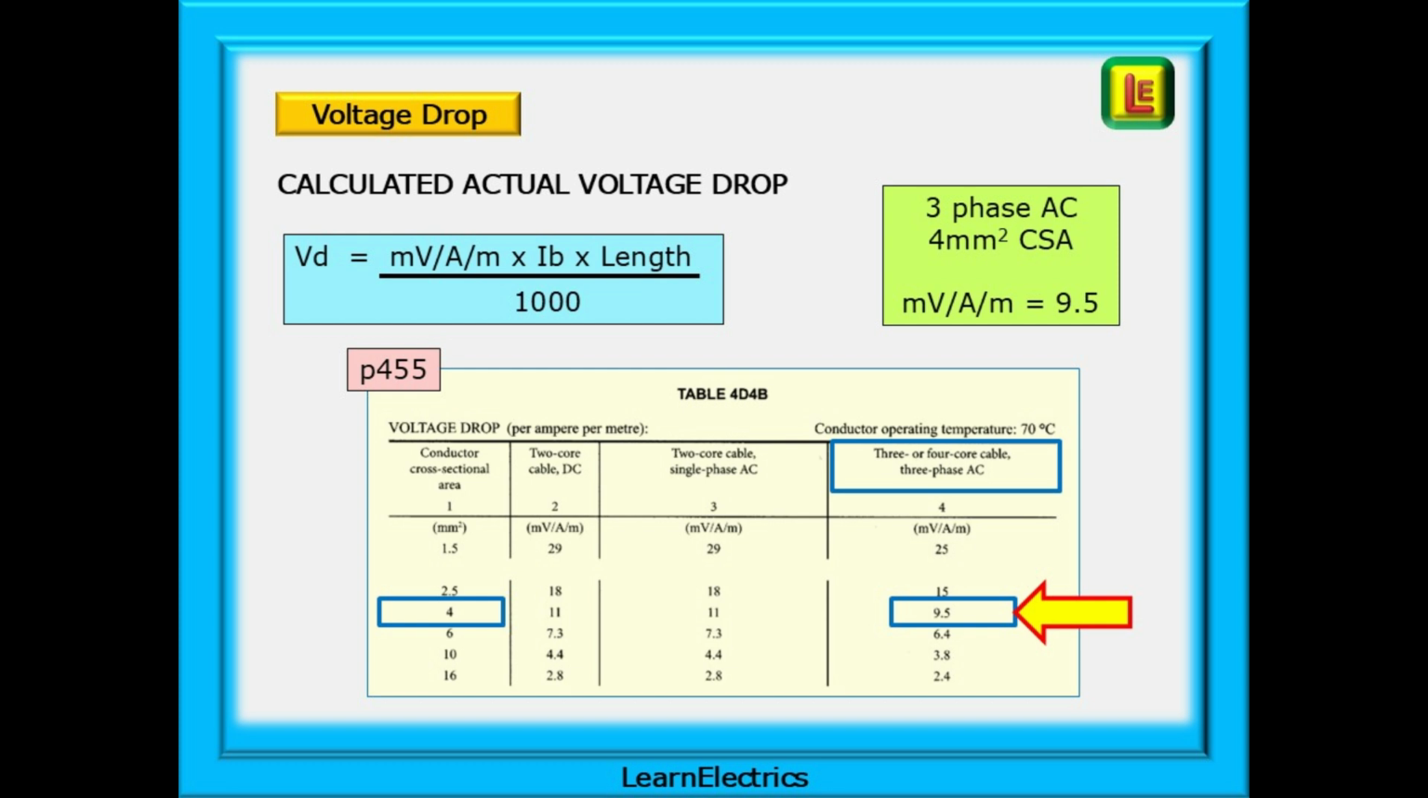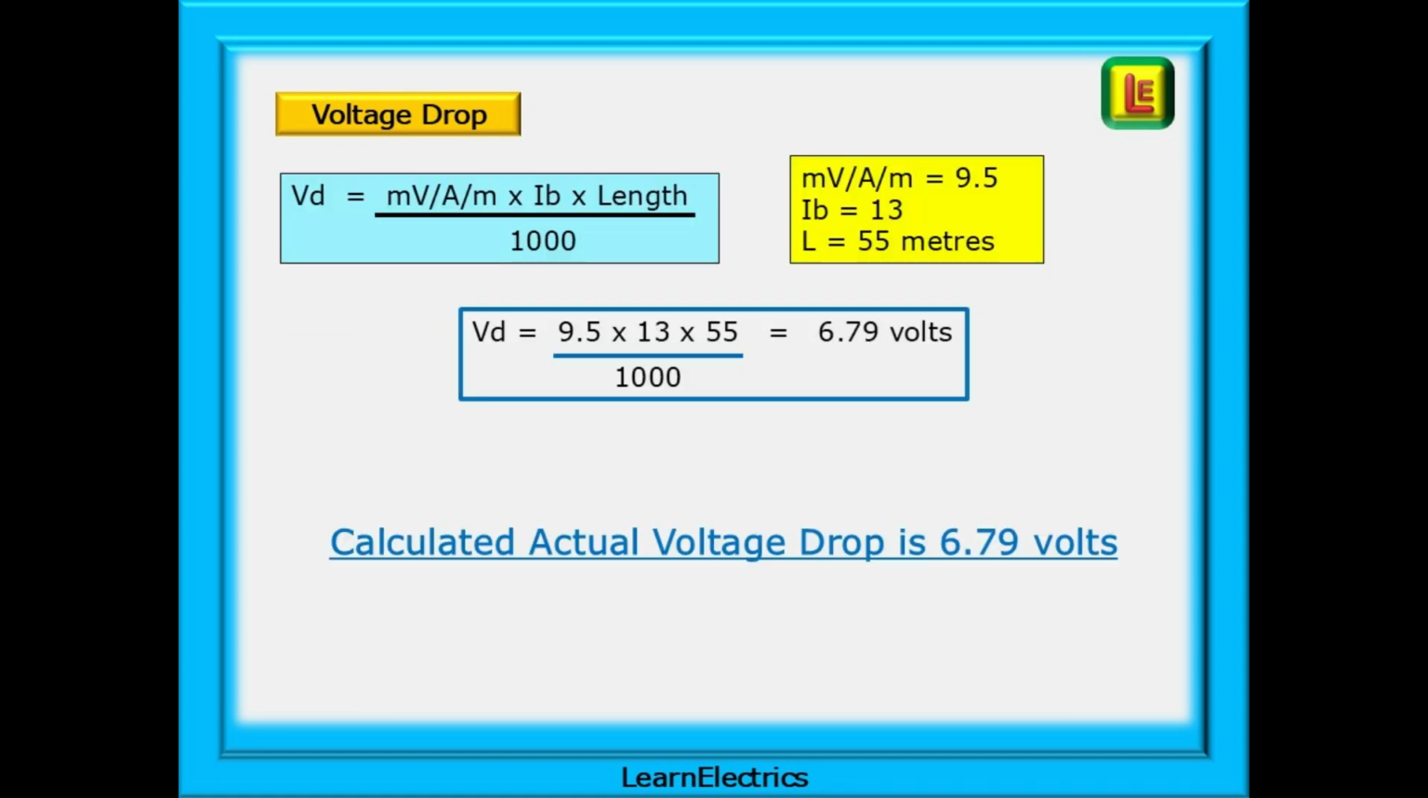Go to table 4D4B for armoured cable on page 455. We need the mV/A/m number for a 3-phase AC circuit and 4 square millimeter cable. This is 9.5. We now have all the data that we need to calculate the voltage drop. Put the numbers into a calculator and our answer is 6.79 volts.